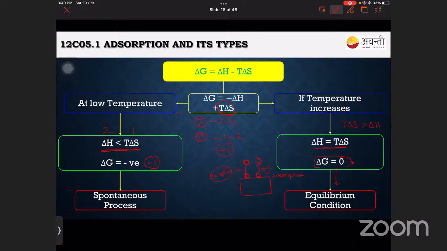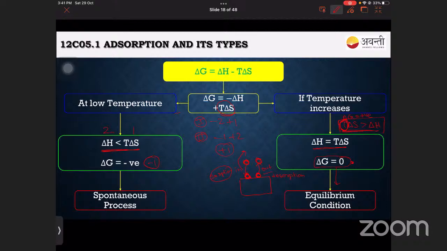Now, if delta H is less than T delta S, what happens? Delta G will be positive, right? Is it a spontaneous process? No, it is a non-spontaneous process. Why is it a non-spontaneous process? As we increase the temperature, what happens? The kinetic energy of the surface molecules increases. Yes or no? Because of this increase in energy, the surface molecules can easily go out of the surface into the air.